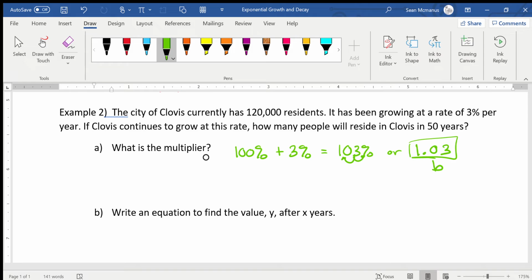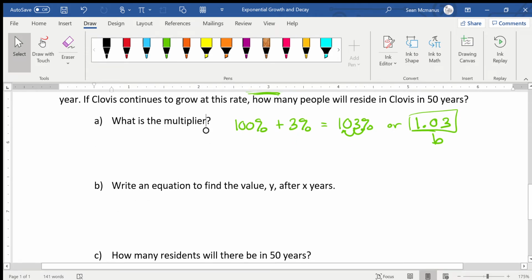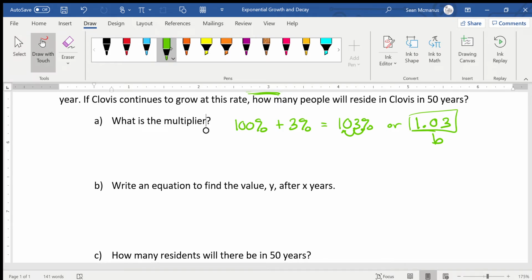It's going to ask me to write an equation, so I need to know the initial value, right? I know how many there are right now, that's the a. So write an equation for x years, so whatever we want. So y equals, let's just do this, a times b to the x. I know that a is 120,000. And b, the multiplier we just determined, was 1.03 to the x.